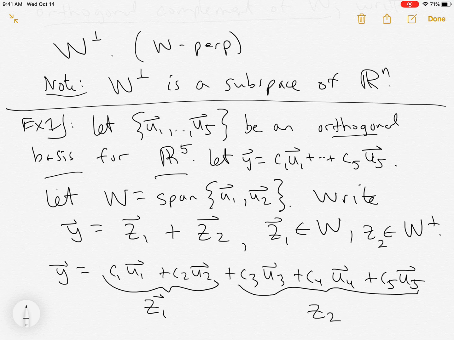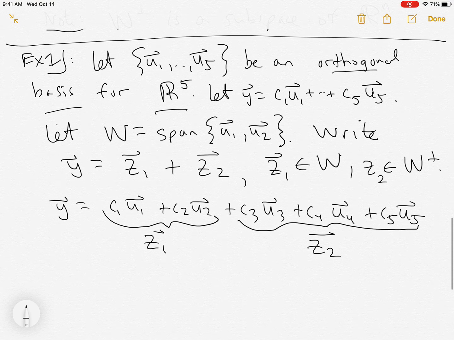And we break it up like this, that will be our z2. So what we want to show is that z2 is in W perp, right? Because that's what we're asked to do. We want this z2 here to be in W perp. Okay, so we're left to show.